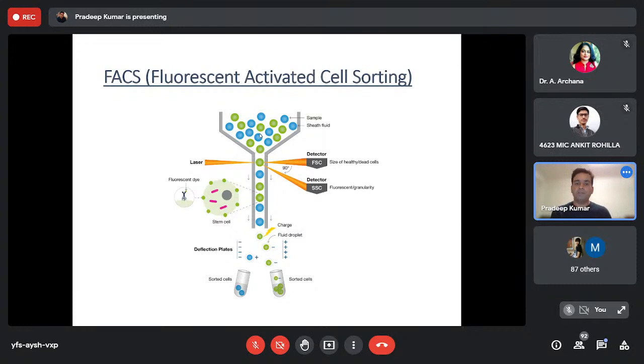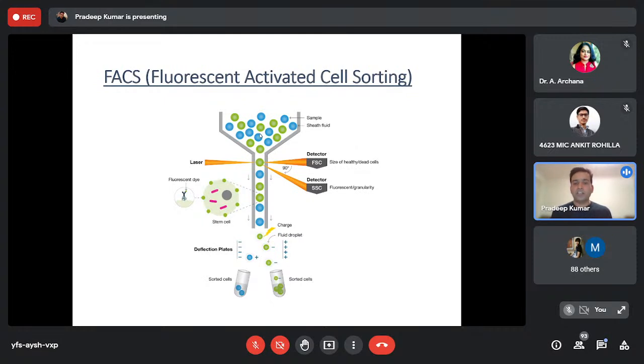But if we are doing sorting, then what happens? These cells are flowing through a continuous stream. We vibrate the stream at kilohertz frequency, so the stream breaks into droplets, and an individual drop may or may not carry your cell of interest. We also give a charge to the stream. So when individual droplets form, they may or may not carry your cell, and they are charged when they pass through high voltage deflection plates, which carry about 4,000 to 5,000 volts.